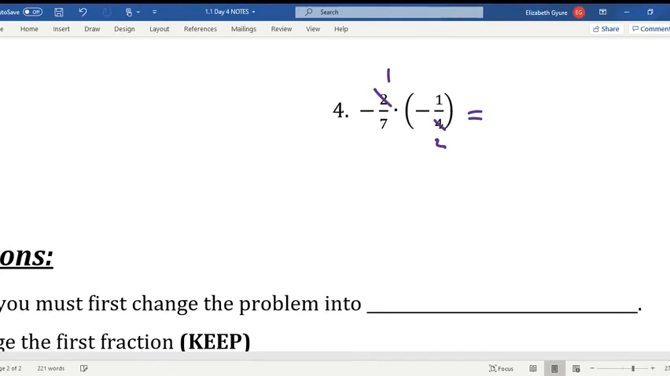Why is it going to be positive, Jaden? A negative and a negative equals a positive. You can put your positive if you want, okay? Or you don't have to at all. Do what works best for you. What's 1 times 1? 1. What's 7 times 2? 14. Are we done? Absolutely.